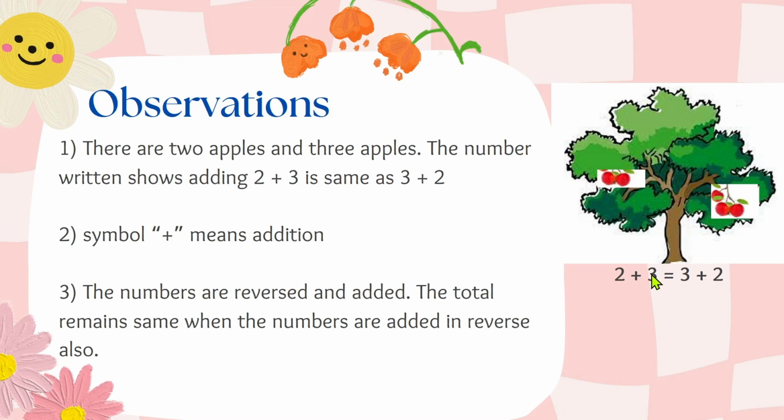Now, there is also an interesting observation that the numbers are actually reversed, and the equal symbol means the total on the left and the total on the right of the equal symbol are the same. So the equal symbol refers to what remains the same. And a child has noticed that the numbers are actually reversed, 2 plus 3 and 3 plus 2. So they made an observation that the total remains the same when the numbers are added in either way, or in the reverse order also. So now we have made good observations.